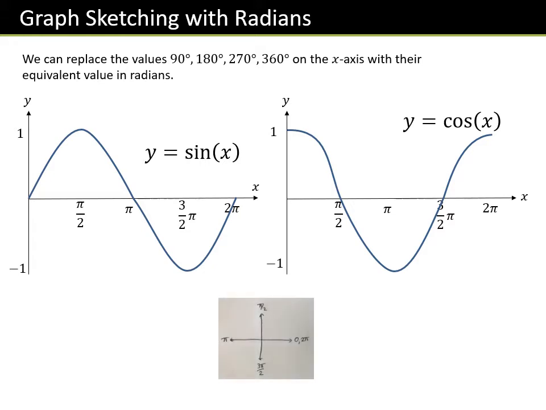We can also use the CAST diagram with radians instead of degrees. So instead of my angle from 0 halfway around the circle being 180 degrees, I go from 0 to pi, 3 pi over 2 and back to 2 pi.